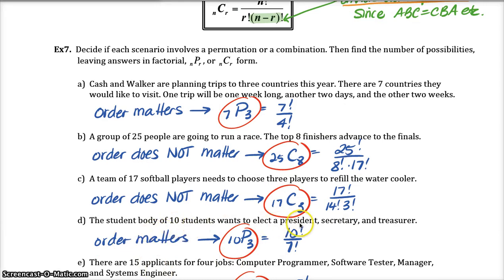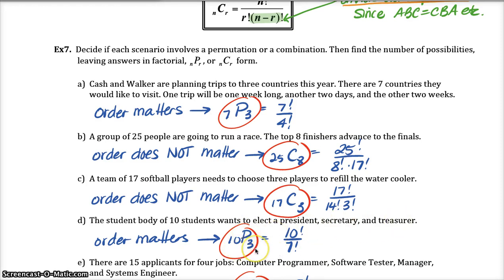For D, the student body of 10 students. Now, because we are giving someone the title of president, secretary, and treasurer, the order matters. If I'm president versus my friend Sally being secretary, and we switch and she's president and I'm secretary, well, that's a totally different role for both of us. So that order matters. So that's 10 people to choose from. Order matters, so it's a P, and then 3 positions that we're filling.